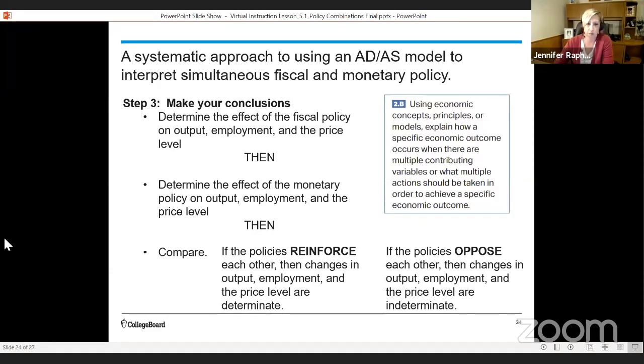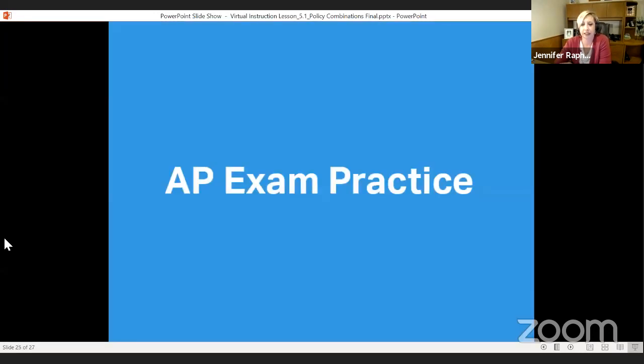Determine the effect of the fiscal policy on those macroeconomic variables, then determine the effect of the monetary policy, and then compare. The conclusion is that when the policies reinforce each other, such as simultaneous expansionary monetary and fiscal policy, the changes in macroeconomic outcomes are determinate. When the policies oppose each other, such as the one we just did, a contractionary monetary with expansionary fiscal policy, the changes in macroeconomic variables are going to be indeterminate.